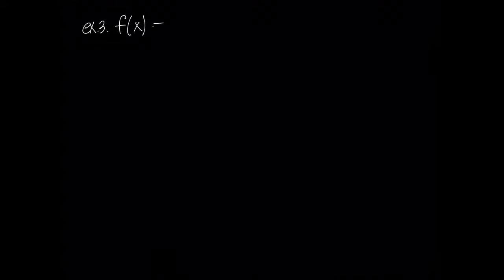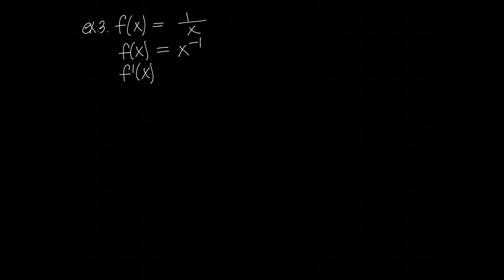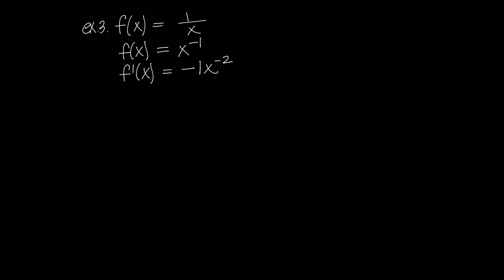Here's another example. Example 3. f of x equals 1 over x. Okay. Well, first of all, we're going to write 1 over x as x to the negative 1 power so that we can apply the power rule easily. The negative 1 exponent comes out to the front, and we decrease the exponent by 1, making the exponent negative 2. So our derivative is negative 1 over x squared.